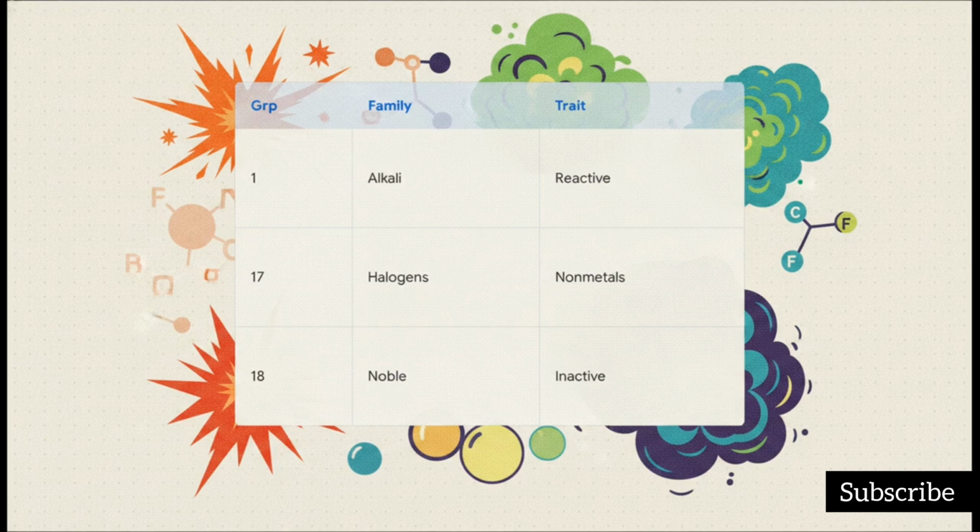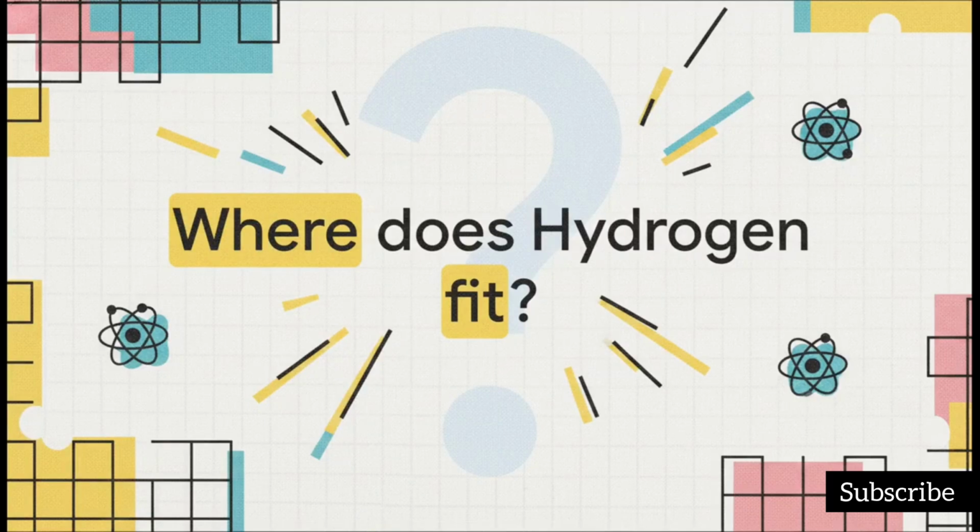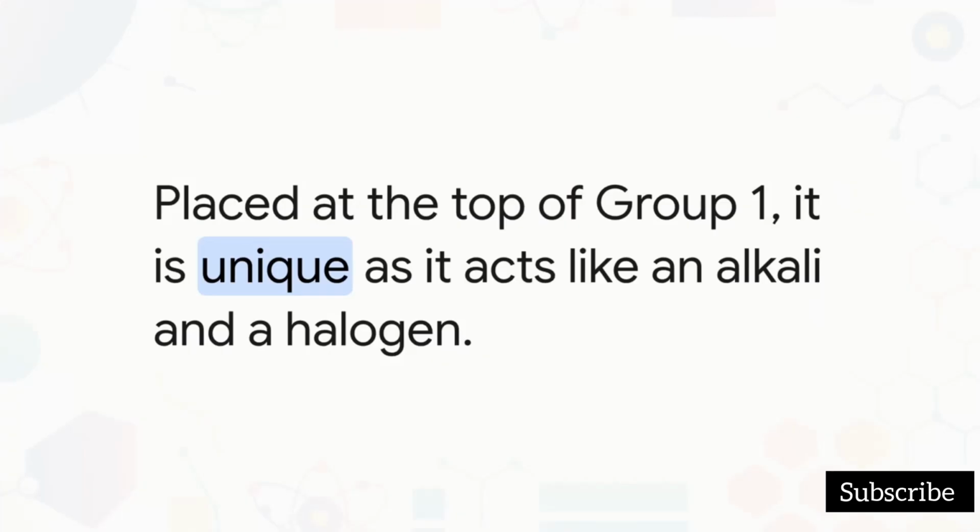They're totally chill. But wait, what about element number 1? Where in the world does hydrogen fit into this rigid structure? Hydrogen is placed at the very top of Group 1, sitting right above the alkali metals. But honestly, it's totally unique. It's a bit of a rebel. It acts like an alkali metal sometimes, but also a bit like a halogen at other times. Because of this dual personality, its placement is a really special case in the periodic table.